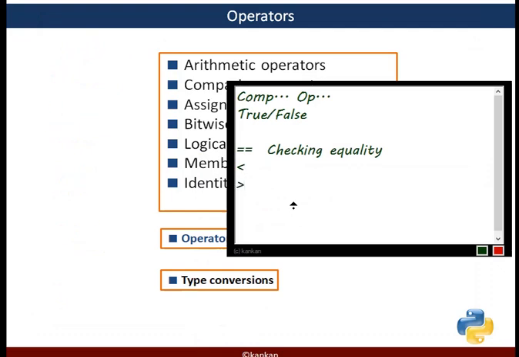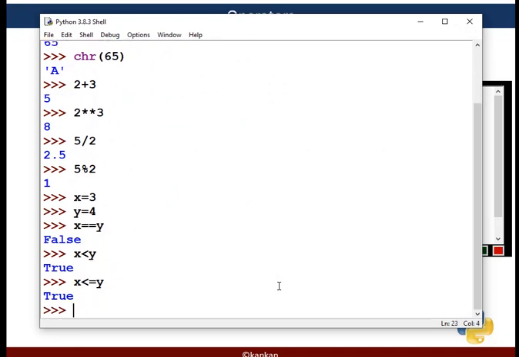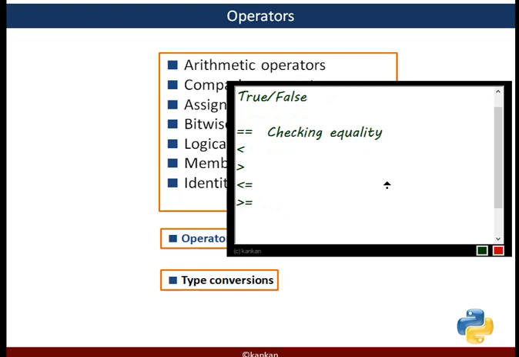Next one is greater than. Similarly, we can operate this symbol. Next one is less than or equals to: either less than or equals to. If it is less than, the value will be true, or if it is equal, the value will be true. If either one is true. x less than or equals to y: yes, so it is true. Next, greater than or equals to, similar to less than or equals to.